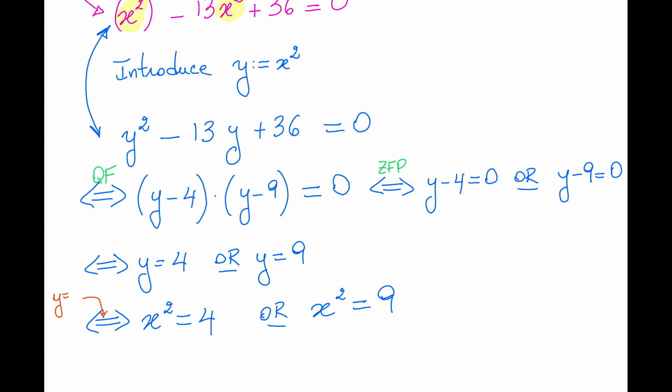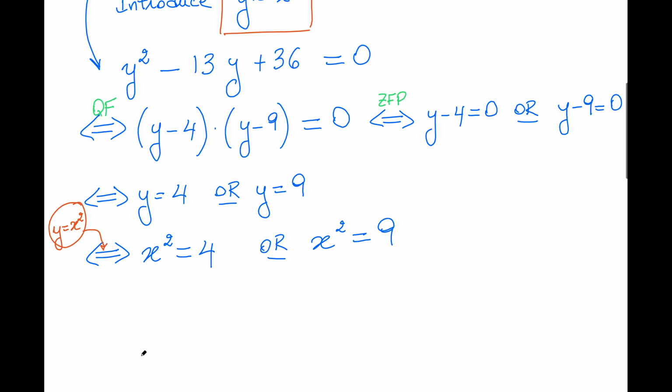We know that y is defined to be x squared. This is what we defined y to be. It's right there. So I'm using it, and I'm going back to what y means. Y means x squared. So replace y by x squared, and you get this. All right. And if x squared is 4, what can you say about x?